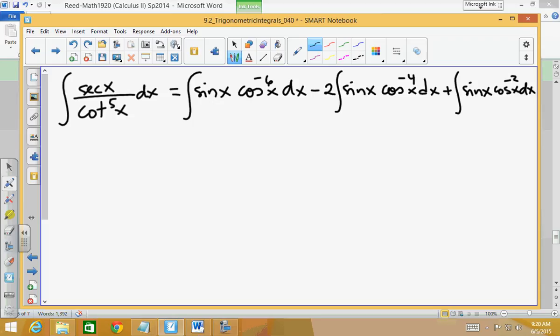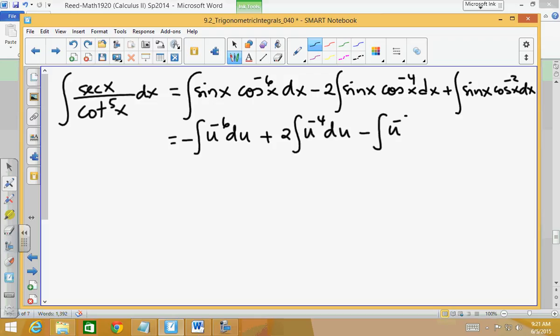Now, in each of them we can replace sine x dx by negative du, so the negative integral of, cosine x is u, so u to the negative 6 du. Now plus 2 times the integral, remember plus 2 because sine x dx is negative du, so negative 2 times negative 1 is 2, of u to the negative 4 du, minus the integral of u to the negative 2 du. And from here, everything becomes easy.